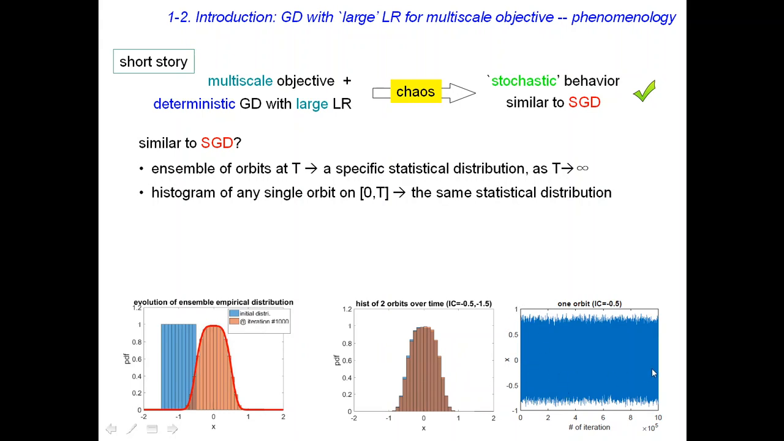Just for demonstration, here I'm plotting the orbit evolved from one initial condition, so you can see the orbit is rather irregular. And moreover, the limiting distribution can actually be quantified in some sense. It's going to be approximately just the Boltzmann-Gibbs distribution. And all these three features are actually features that stochastic gradient descent also exhibits.